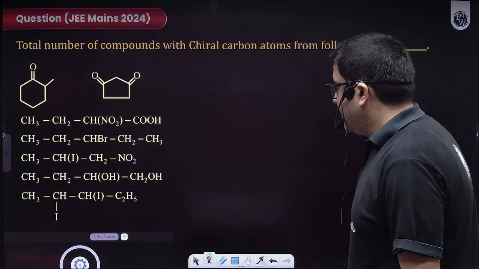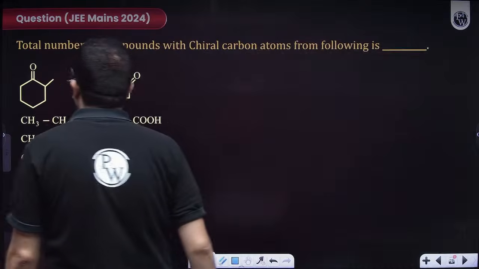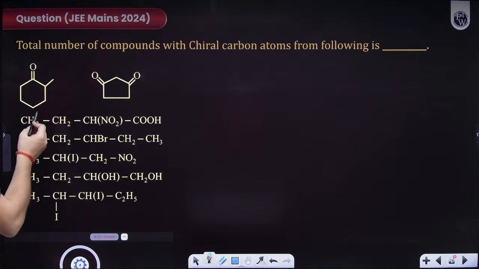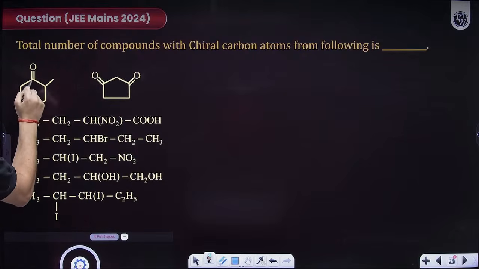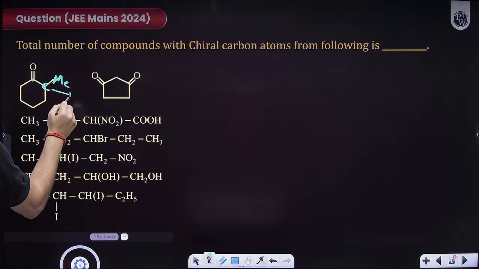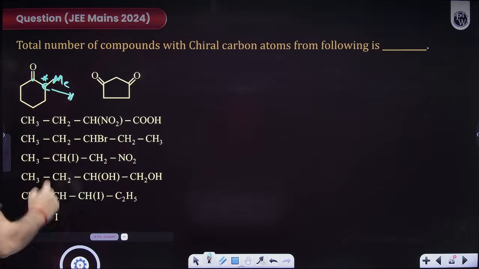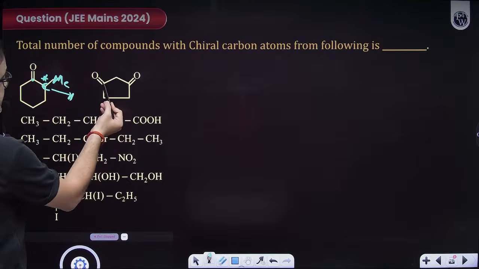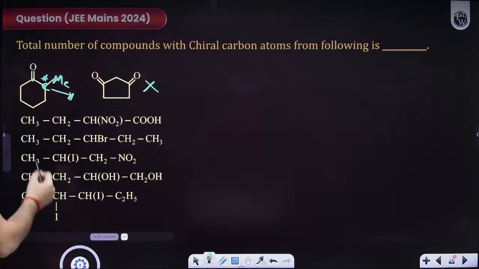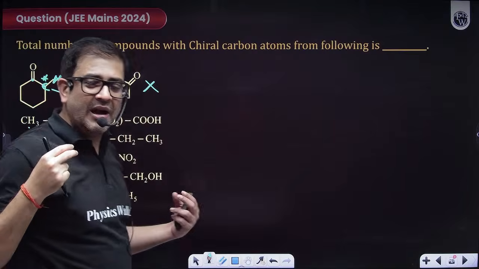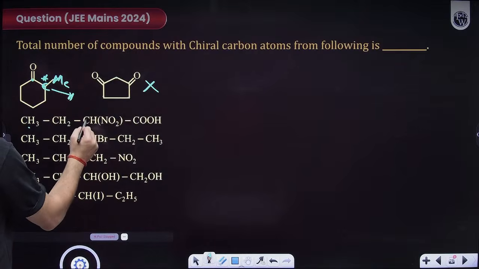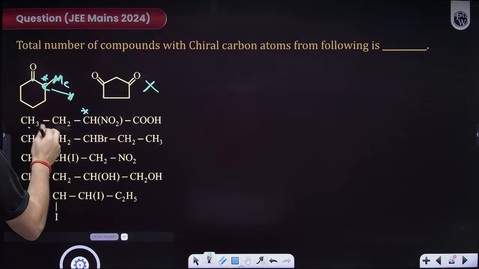I hope you guys have attempted: total number of compounds with chiral carbon atoms from the following. Sir, technically this is sp2, so leave. CH3 as in methyl group. Hydrogen, one is this, one is that, yes, this is definitely chiral. No, sp2, sp2, and this has CH2, CH2, CH2, so no chiral. Beta, if you have any carbon with two same bonds, then how can it be chiral? So CH3 gone. This C has one H, one NO2, one COOH.